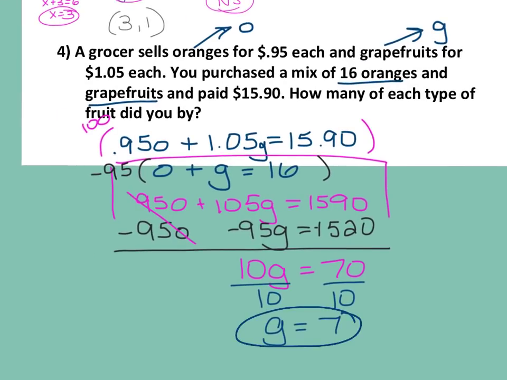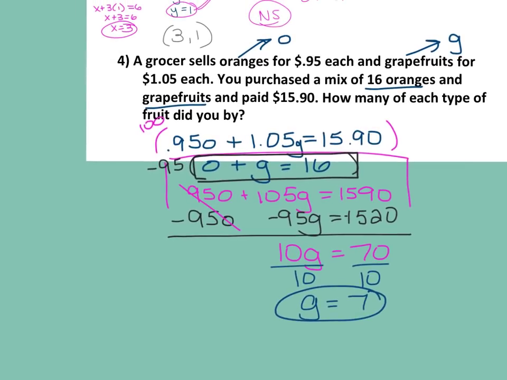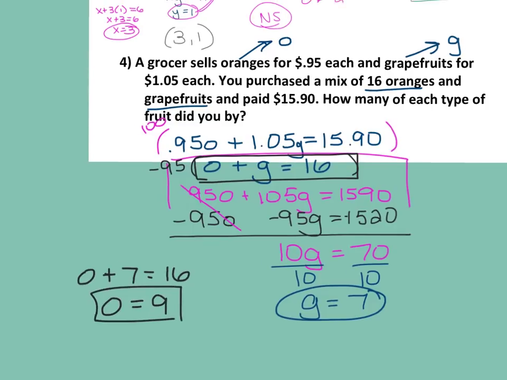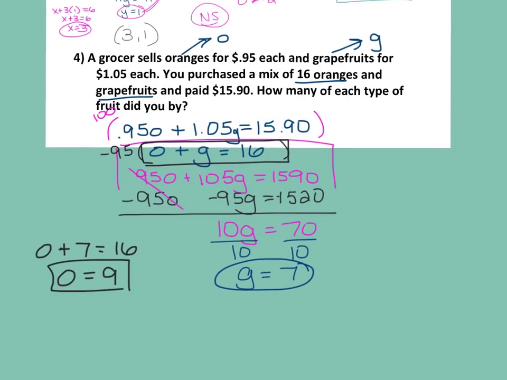And if I want to know how many oranges there are, I can go back up to O plus G equals 16. Plug in the 7 for the grapefruits, and I get O equals 9. So how many of each type of fruit did you buy? 9 oranges and 7 grapefruits.